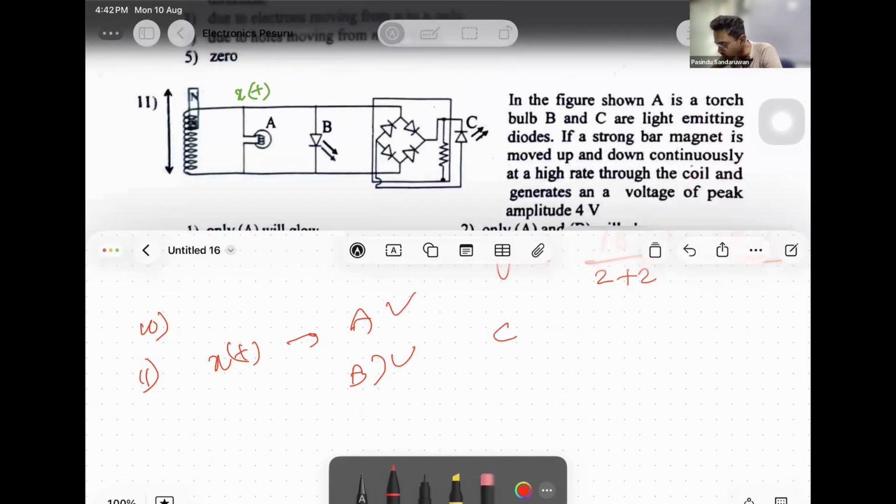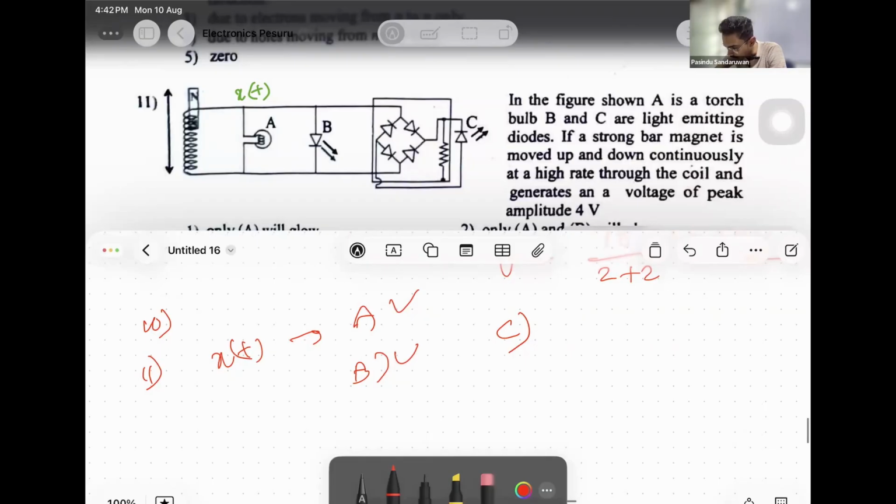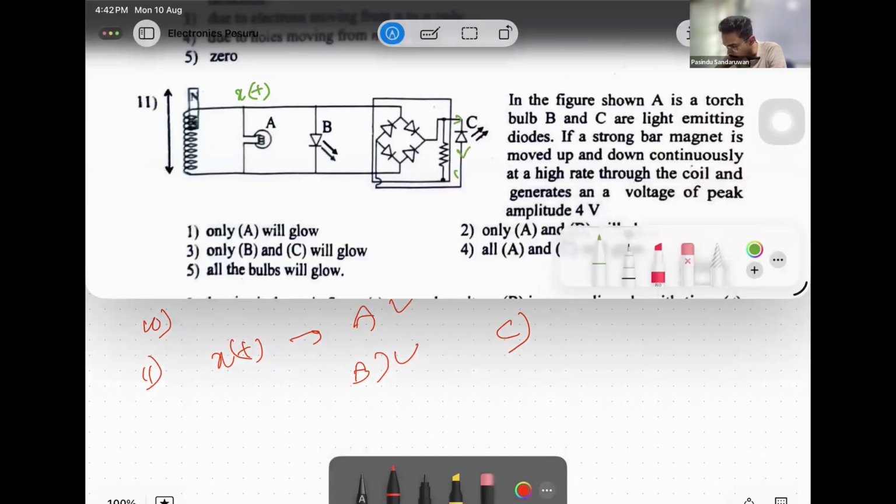And about C, this bridge circuit is coming from a full wave rectifier. In the full wave rectifier, we know when x is plus, current flows in this direction. But for this current, this diode is reverse biased. So C is not going to function.